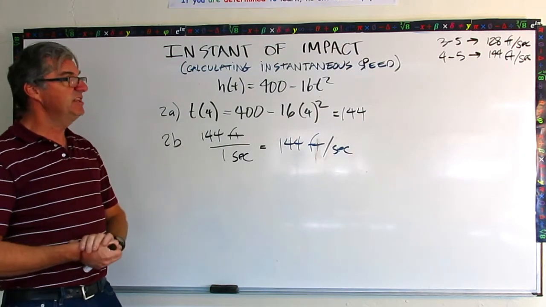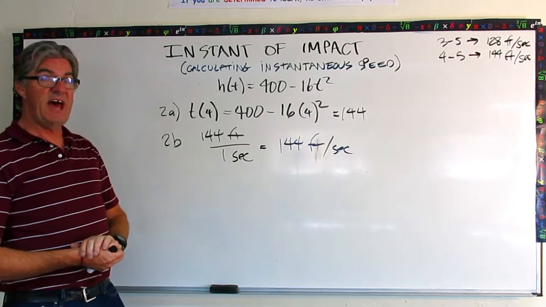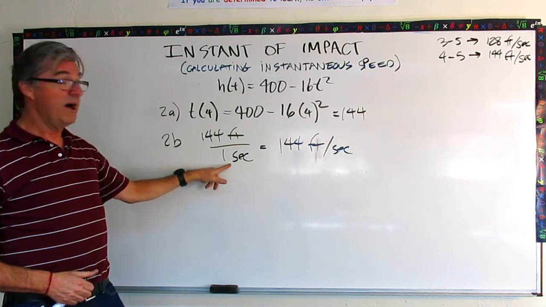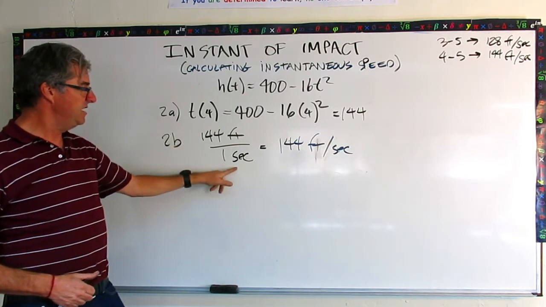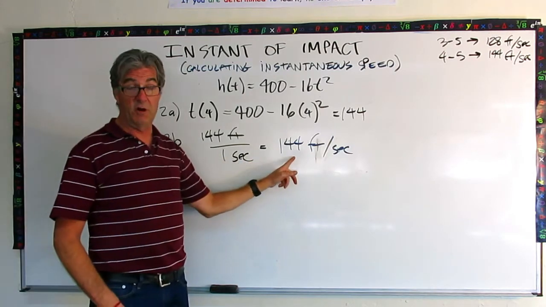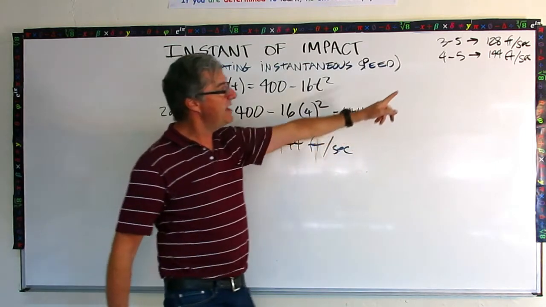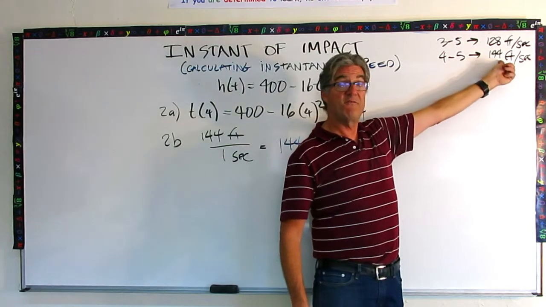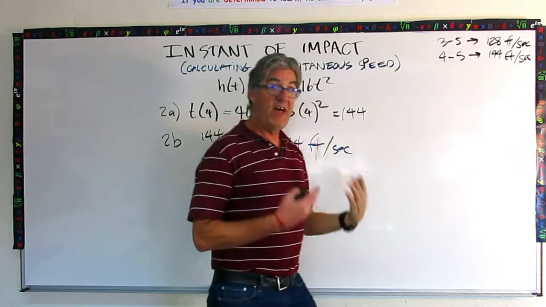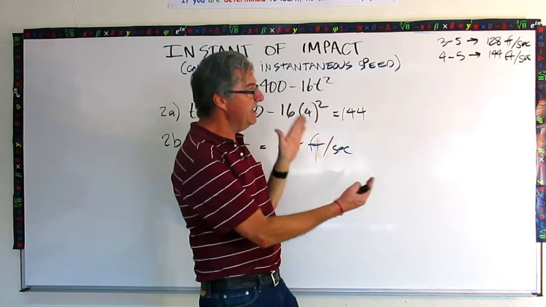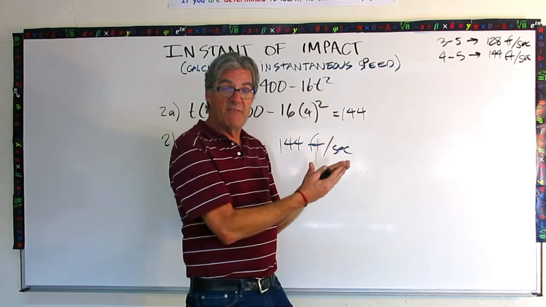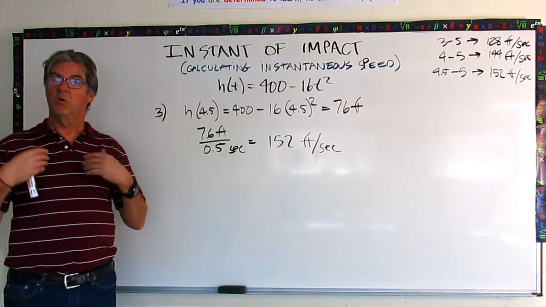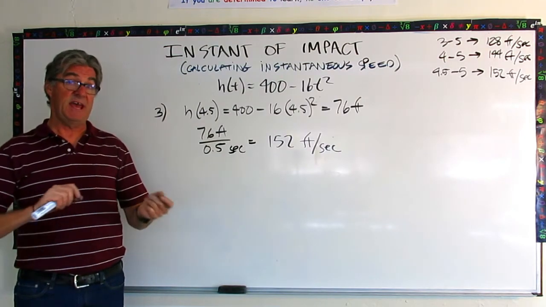2b is calculate the average speed during that last second. Now this calculation is pretty easy because it's over 1. So it fell 144 feet in 1 second, so that's 144 feet per second. So I put that up here as well. So now from seconds 4 to 5, it's averaging 144 feet per second. And that makes sense because we're picking a time over which to calculate our average where the object is just falling faster.